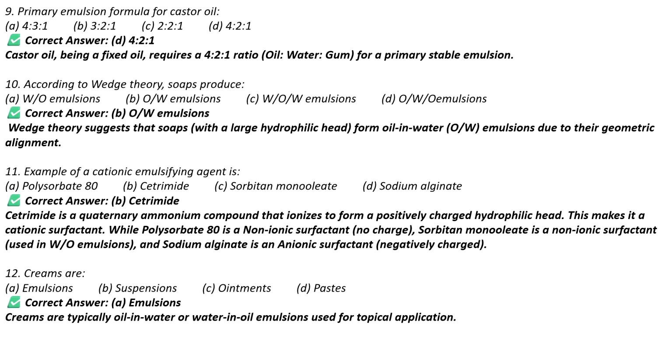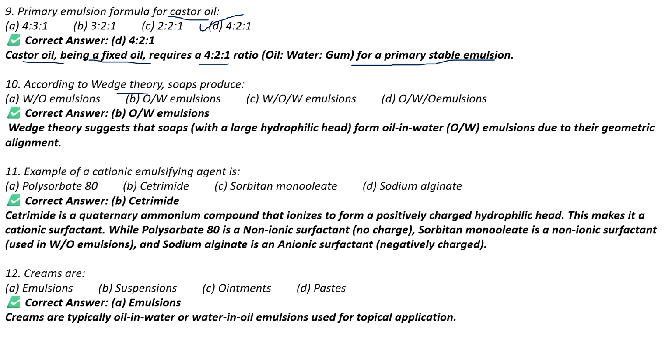Primary emulsion formula for castor oil is, options are 4:3:1, 3:2:1, 2:2:1 or 4:2:1. So castor oil, being a fixed oil, is going to require a ratio of 4:2:1 of oil, water, gum for a primary stable emulsion. So we can say option D, that is 4:2:1, is the correct answer for this question. Moving on to the next question.